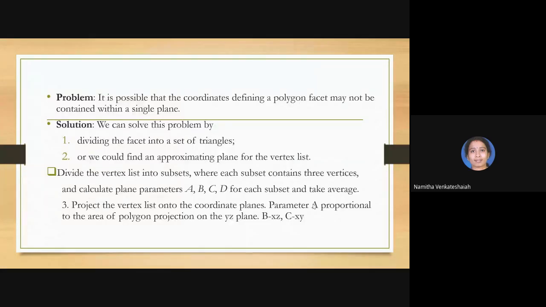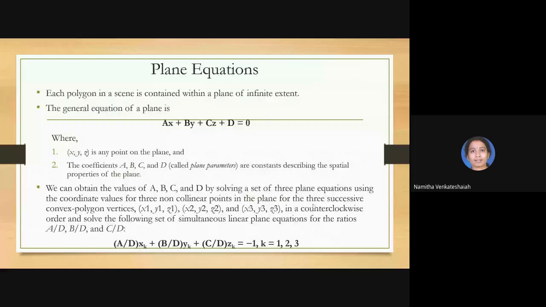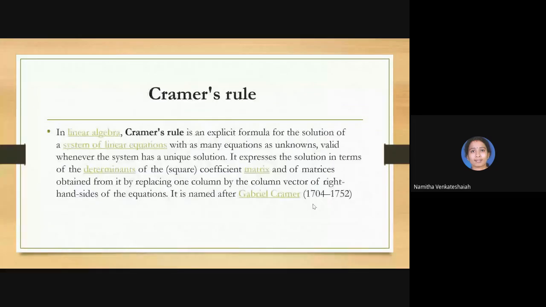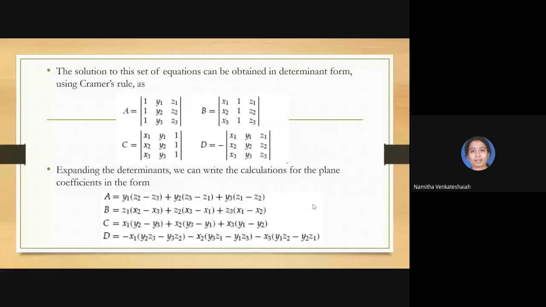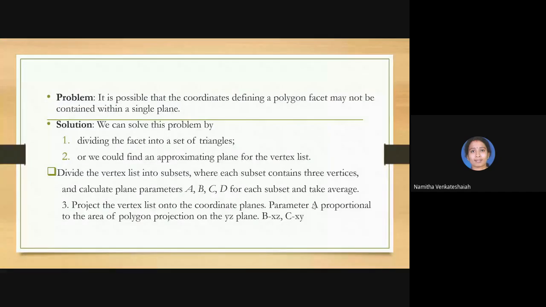Okay. So now, why did we learn all this about plane equation, solving for plane equation, using Cramer's rule? Why did we learn all this? To solve a problem. So what is that problem? When you are having coordinates defining a polygon, they may not be present in a single plane. You know that, if you consider 3D, xy is one plane, yz is one plane, xz is one plane, like that. So the polygon may not be placed on the single plane.